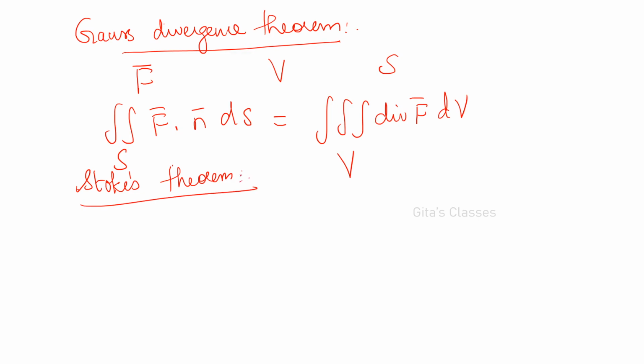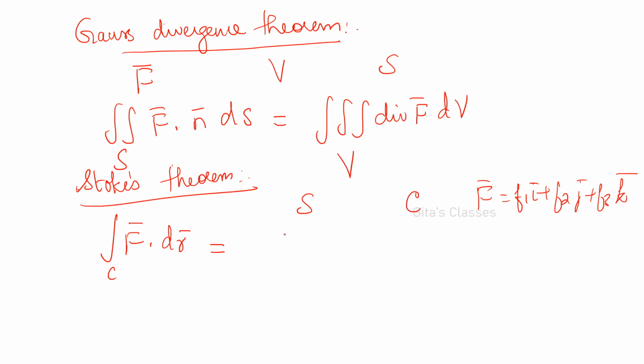Stokes theorem says that if capital S is an open surface bounded by a closed curve C, and F vector is F1 i plus F2 j plus F3 k, then the integral over C of F dot dr is equal to the double integral over S of curl F dot n dS, where n is the unit outward normal to the surface S. Okay, this is Stokes theorem. So you should know these things also.